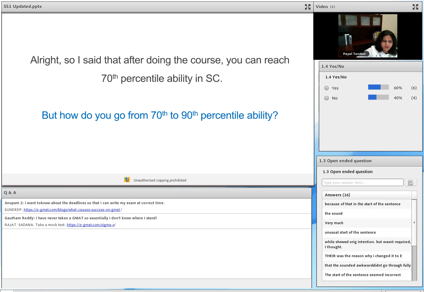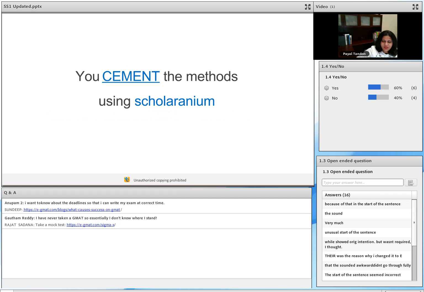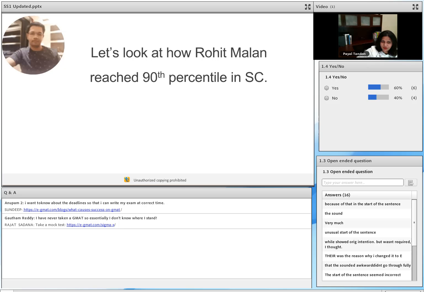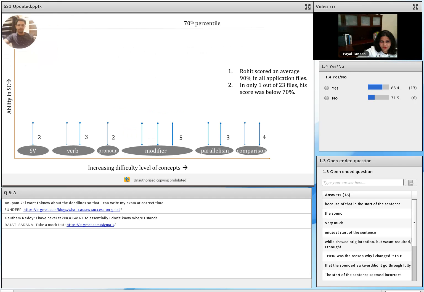Okay, so with Sahil's story, what we have seen is how you take feedback in stage 1, right? When you are learning the concepts. Now, how do you cement? How do you take feedback when you are cementing methods utilizing Scholaranium? And for that, I'm going to utilize the example of how Rohit Malan reached 90th percentile in sentence correction, and he got V41, and you can take a look at his YouTube interview.